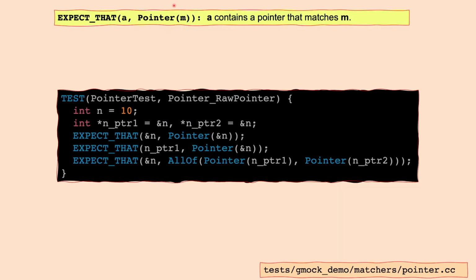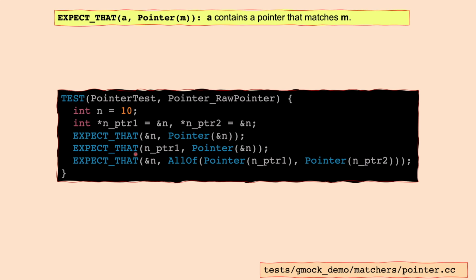Here is one more matcher which might be a little bit confusing, and that is the pointer matcher. As I mentioned before, when you use the pointer matcher, what you are saying is that the argument has a pointer that matches what comes here. So here I have one variable and I have two pointers pointing to that variable. In the first statement, I'm saying expect that address of n is a pointer that matches itself, address of n. So nothing that interesting. Let's look at the second one.